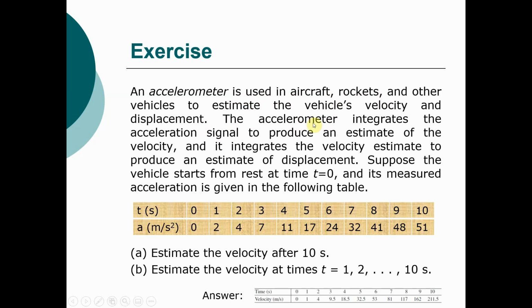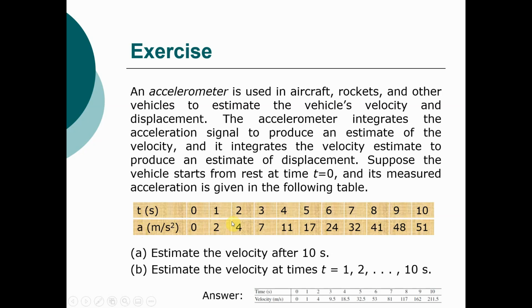Like so the accelerometer integrates acceleration signal to produce an estimate of the velocity. We have the acceleration data points. We want to find the velocity, right? We know that based on our physics knowledge, in order to find velocity, we have to take the integral of acceleration over time, right?